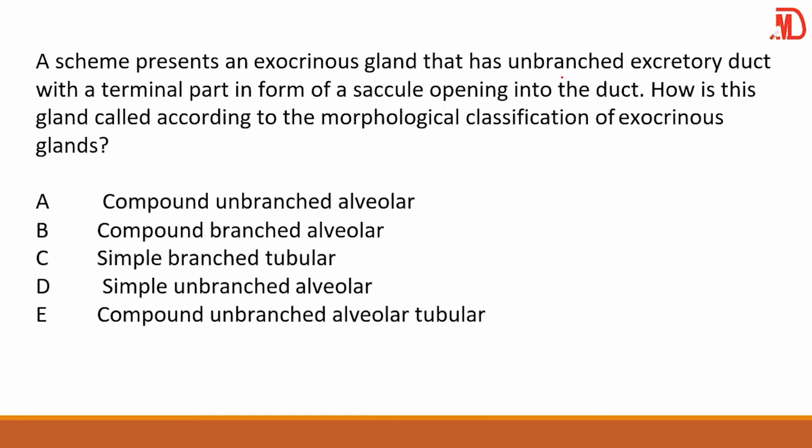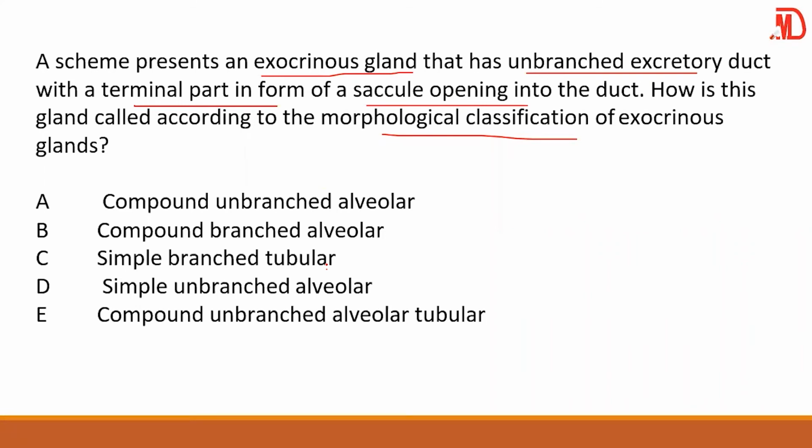A skin presents an exocrine gland that has an unbranched excretory duct with a terminal part in the form of a circle opening into the duct. How is this gland called according to the morphological classification of exocrine glands? Fine, people are entering. So, what is the morphological classification of this?